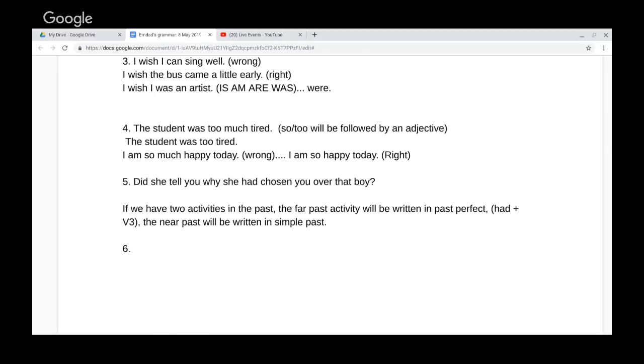All right. Number six, guys, and this one is such a fantastic rule. Let me write it here.